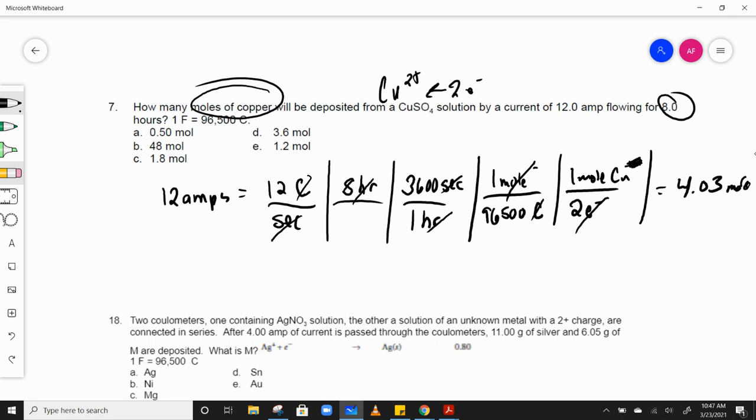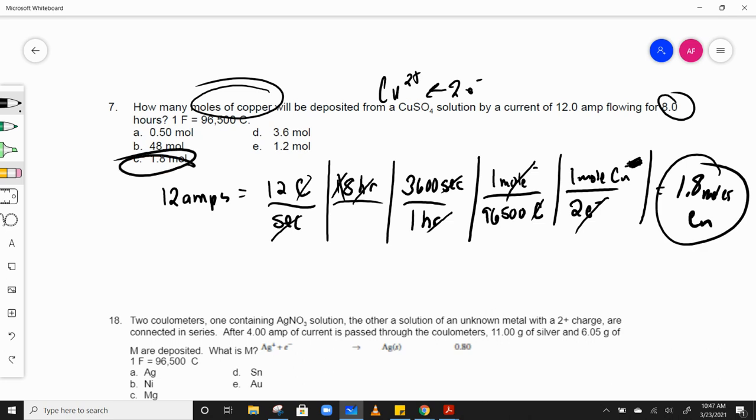Oh, and I forgot. What did I forget here? Oh, no. Originally, when I did this problem, I remember I wrote 18 here, and that's why I got 4.03. I wrote 18, but it's 8, and you get 1.8 moles. I'm looking at my work on the other paper, and it says 4.03, but then I remembered I originally wrote 18 here, and that was wrong, and I don't know why I did that. Anyway, so you get 1.8 moles of copper, which is answer C.